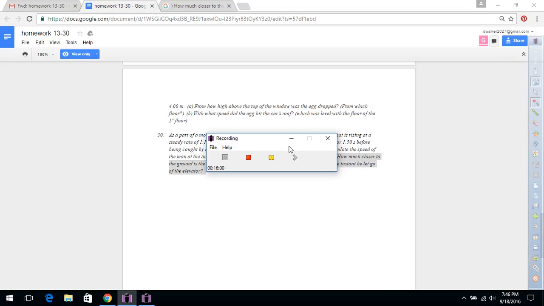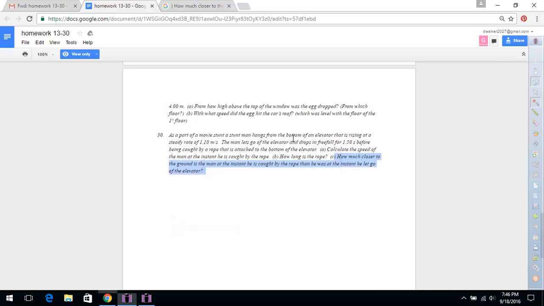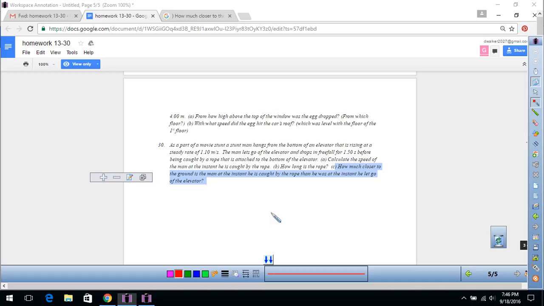Okay, so the last one. So it took me a few minutes to even understand what the question was asking. Not sure that I'm going to work it correctly, but we're certainly going to give it a try. Okay, so the elevator's going up at 1.1 meters per second, so we're going to call that positive. And the guy lets go and falls in free fall for 1.5 seconds.